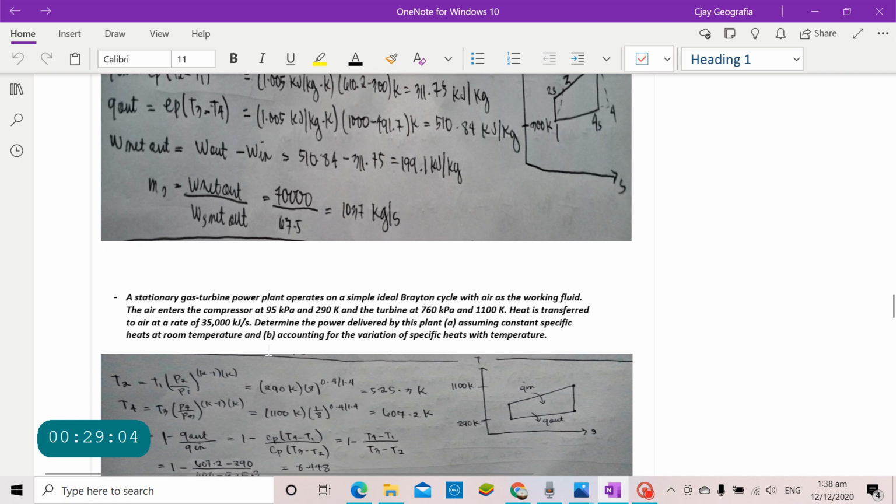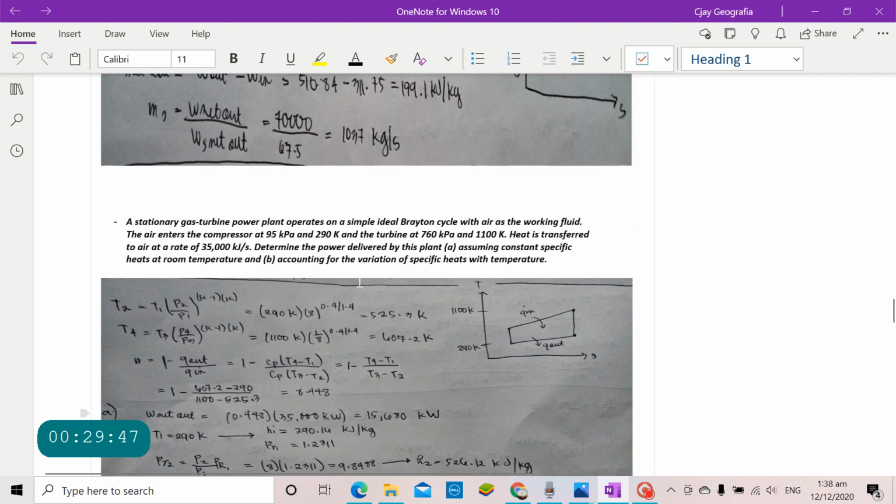So next is the stationary gas turbine power plant that operates on a simple ideal Brayton cycle with air as the working fluid. The air enters the compressor at 95 kilopascals and 290 Kelvin, and the turbine at 760 kilopascals and 1100 Kelvin. Heat is transferred to air at a rate of 35,000 kilojoules per second. Determine the power delivered by this plant. The first question is assuming constant specific heat at room temperature, and the second is accounting for the variation of specific heat values with temperature.